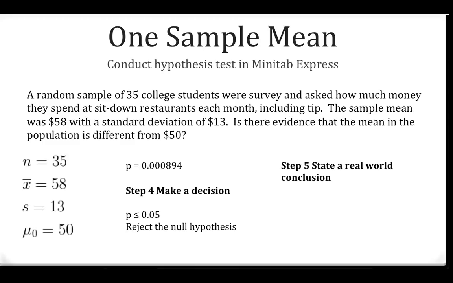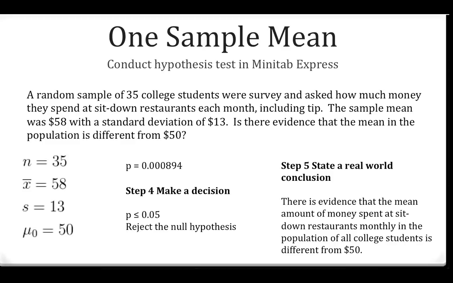Step 5, we state a real-world conclusion. We're going back to the original scenario to state whether or not we have evidence that the mean is different from 50. We rejected the null hypothesis, so there is evidence that the mean amount of money spent at sit-down restaurants monthly in the population of all college students is different from $50.